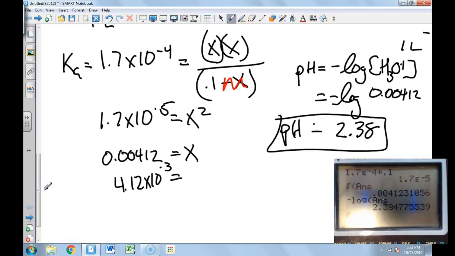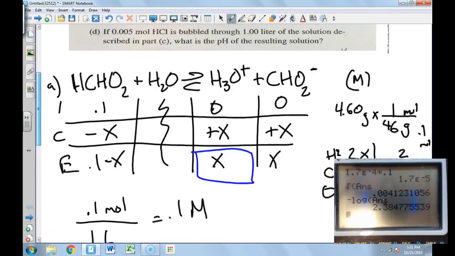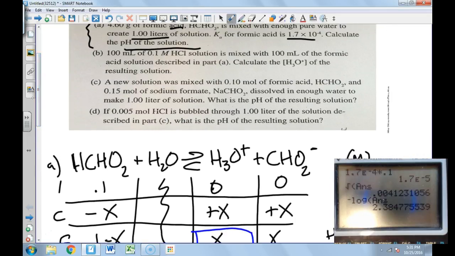Okay? Now, let's look at part B. Part B says now you're going to mix 100 milliliters of HCl. Okay?